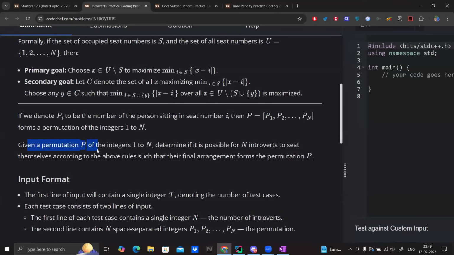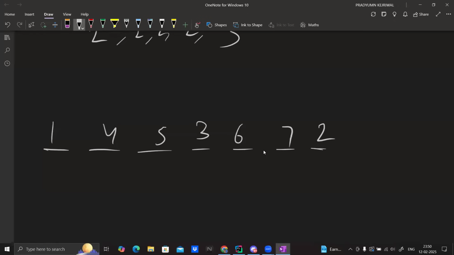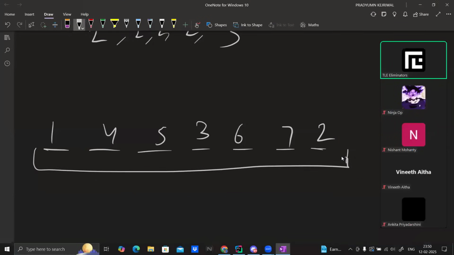Given a permutation P of the integers from 1 to n, determine if it is possible for n introverts to seat themselves according to the above rules such that their final arrangement forms the permutation P. So the question is, they have given us the final arrangement, and we have to determine whether it is possible that the introverts sit in this order. Is it possible that the introverts sit like this? So that is the question here.